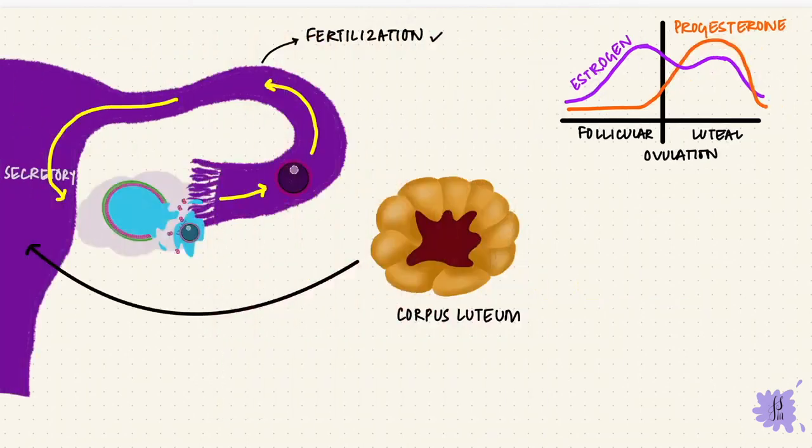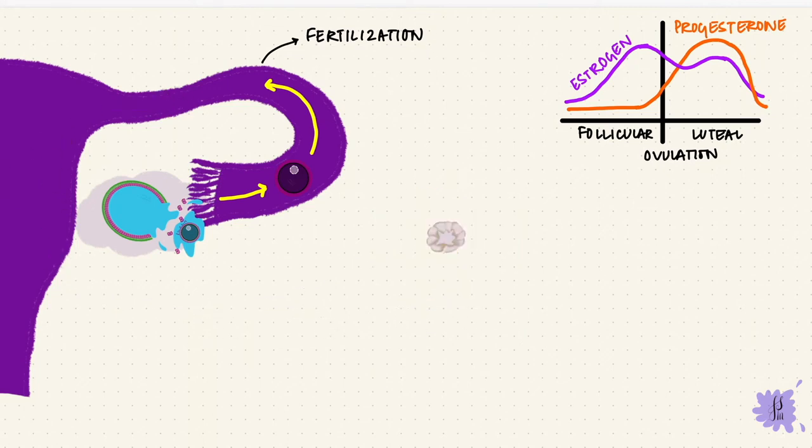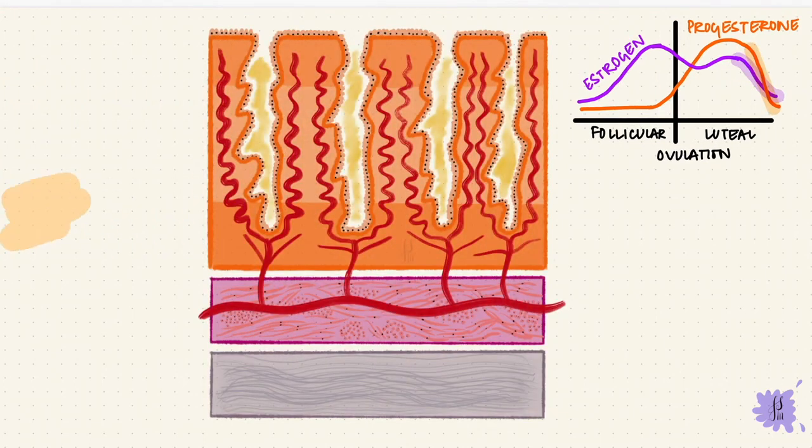So if fertilization takes place, then the endometrium is now prepared for the implantation of the blastocyst, and the corpus luteum would maintain the progesterone until the placenta takes over. But if there's no fertilization and the corpus luteum degenerates, it loses its secretory function, so the estrogen and progesterone levels drop. There's loss of that stimulating effect that these two hormones had on the endometrial lining, so it starts involuting, so its thickness reduces.